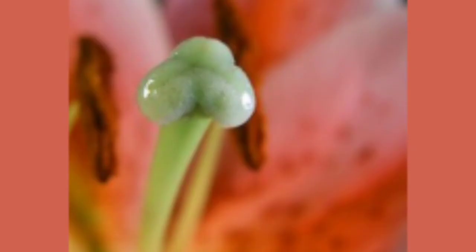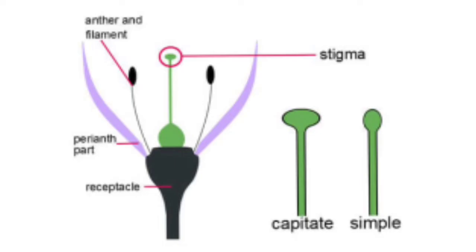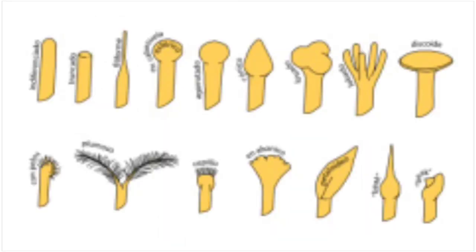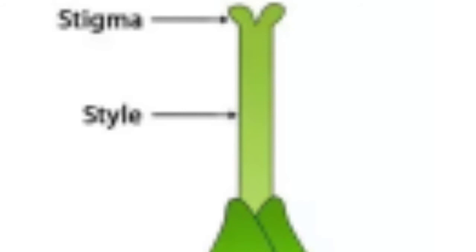Stigma. In a flower, this landing zone and entrance is the stigma. It plays a pivotal role in reproduction. Most stigmas are adapted to trap pollen with hairs, flaps and other surfaces to increase their efficiency. Most stigmas are covered with waxy, sticky substances.